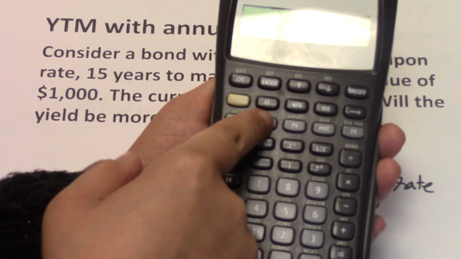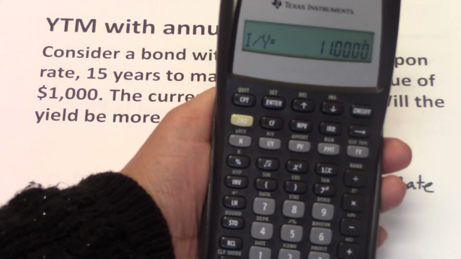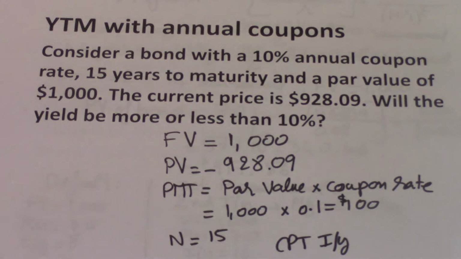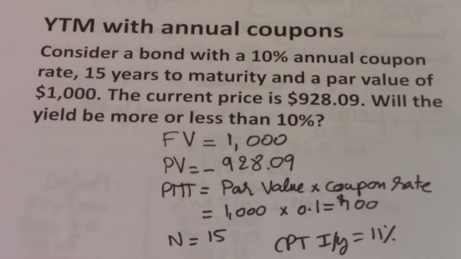And so we compute for I over Y, and we get an I over Y of 11%. This is similar to what we predicted. We predicted that the market interest rate, or the yield to maturity, is going to be more than 10%, and this is why the bond is trading at a discount.